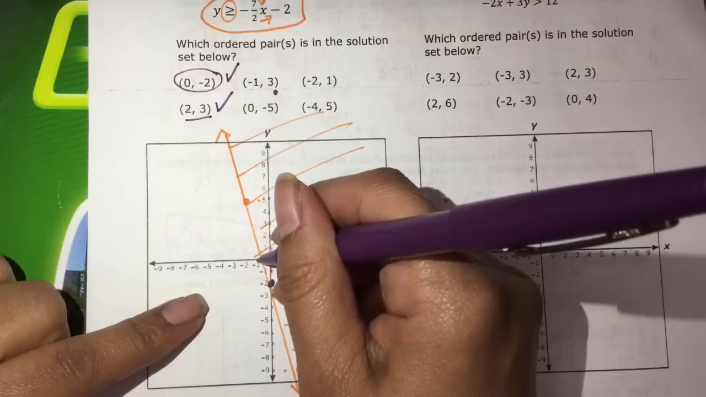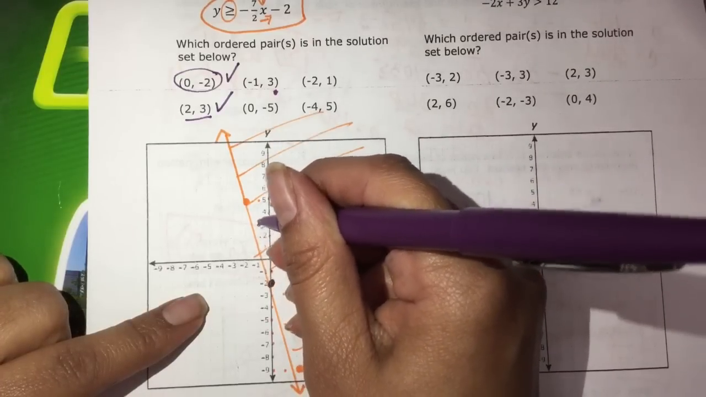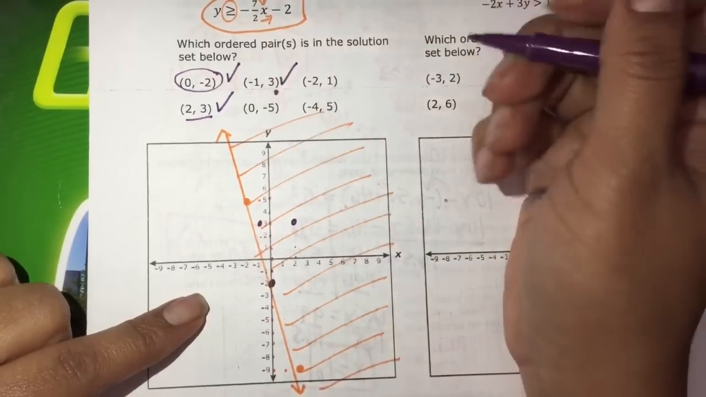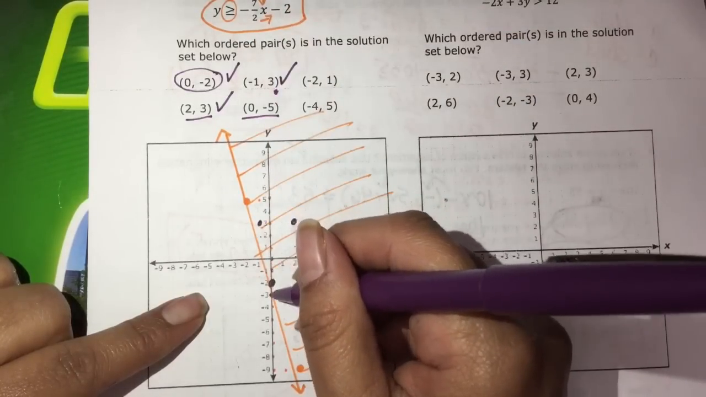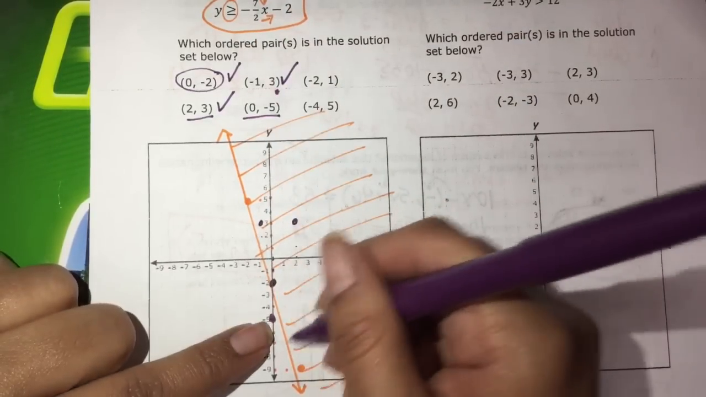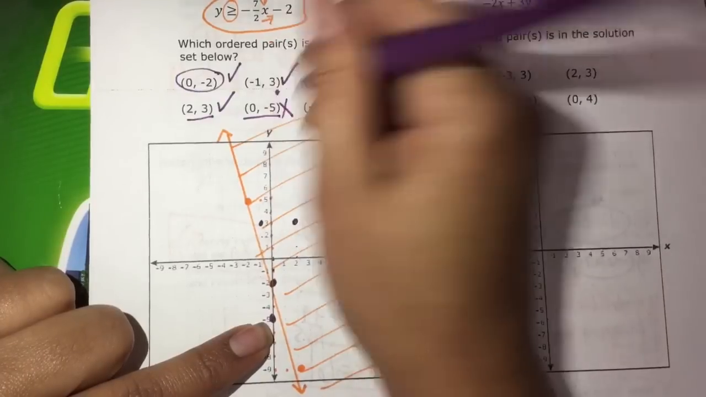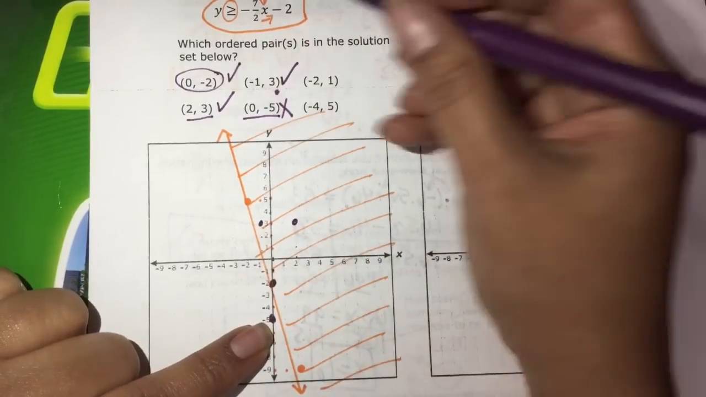-1, 3, and -1, go up 1, 2, 3. There it is. It's in the shaded region. Yes, it's in the solution. 0, -5. Here's 0 down to -1, 2, 3, 4, 5. It's not in the shaded region or on the line, so no, it's not part of the solution set.